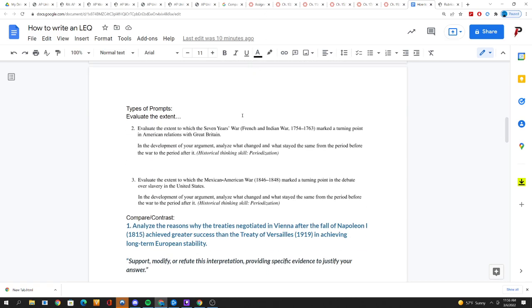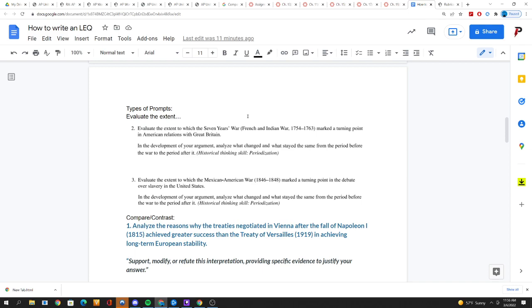So, these are prompts that you actually have to make everything out of your head. So, they give you a prompt, and there are 3 versions of a prompt that you can see. Evaluate the extent, compare and contrast, and support, modify, or refute this interpretation. The first and the last prompt, or the versions of prompts that I've shown you, are very similar, but you can somewhat interpret them a little bit differently. And I have provided you prompts from APUSH, general prompts that people should kind of be able to recognize if they don't know that much historical content to work with.